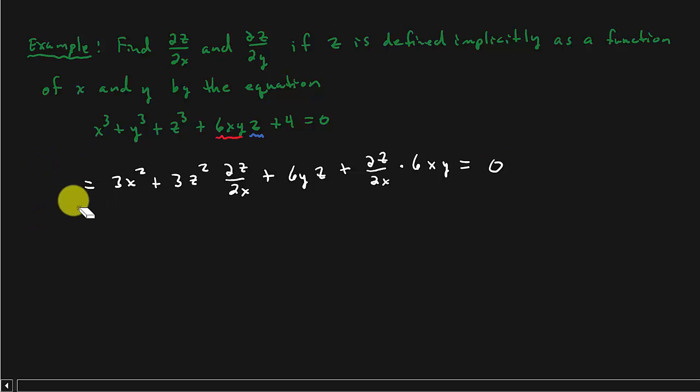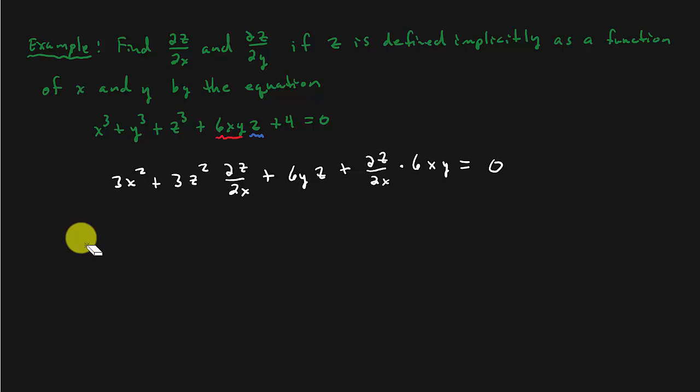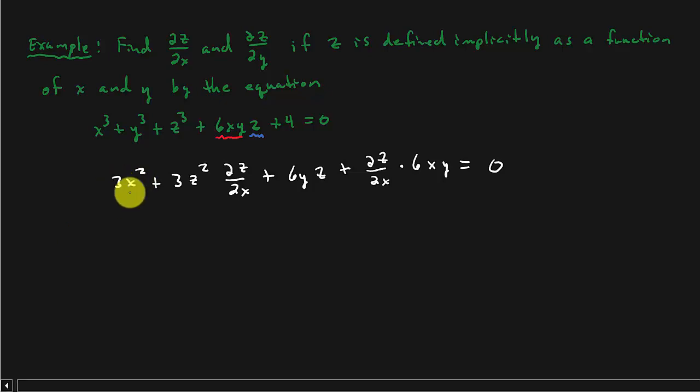Well, I don't know why I wrote the partial z with respect to x. That shouldn't be written there. All right, now we gotta solve this. So you see the 3x squared and the 6yz. I'm gonna move those to the other side.